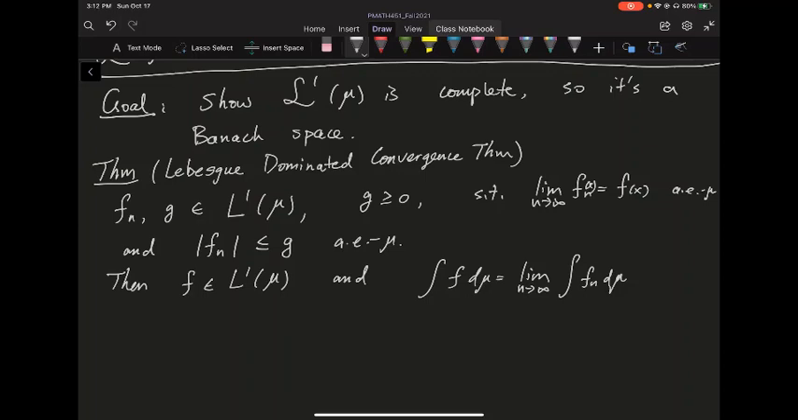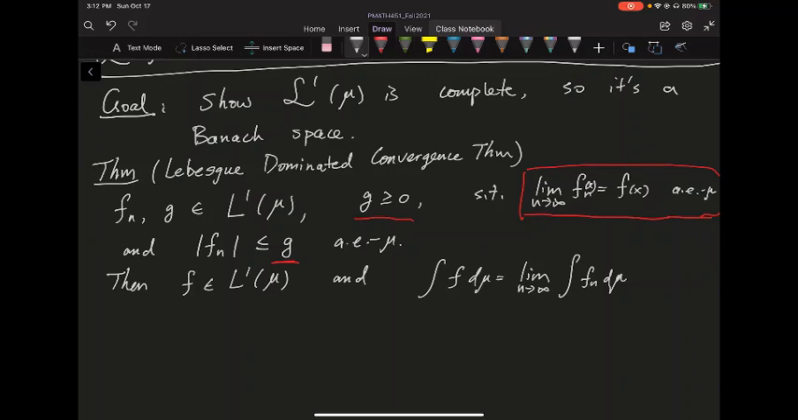The statement says that if you have some Fn converging to F pointwise, and the convergence is almost everywhere, usually you cannot conclude anything about the limit of the integral. But if Fn is dominated by a measurable, integrable function g, where g is kind of the upper bound, then the integral of f is essentially the limit of the integral of Fn. That's exactly what the Lebesgue dominated convergence theorem says.